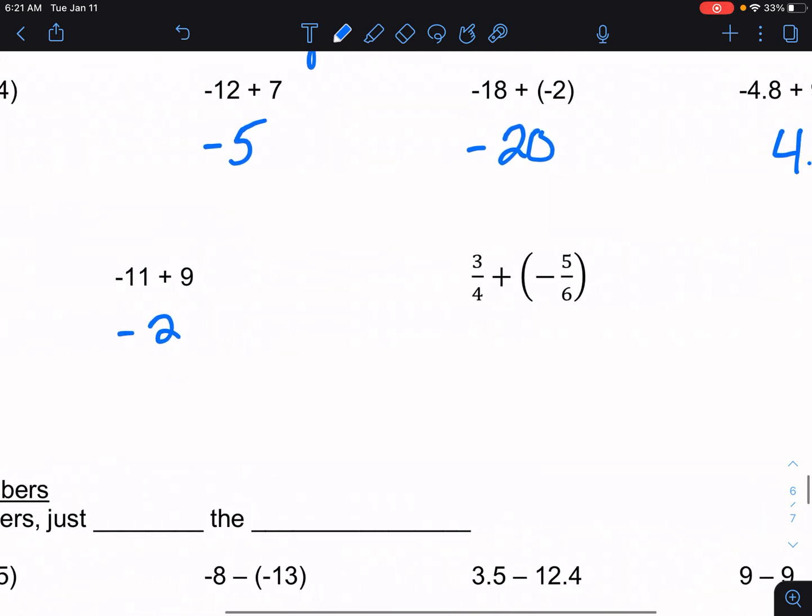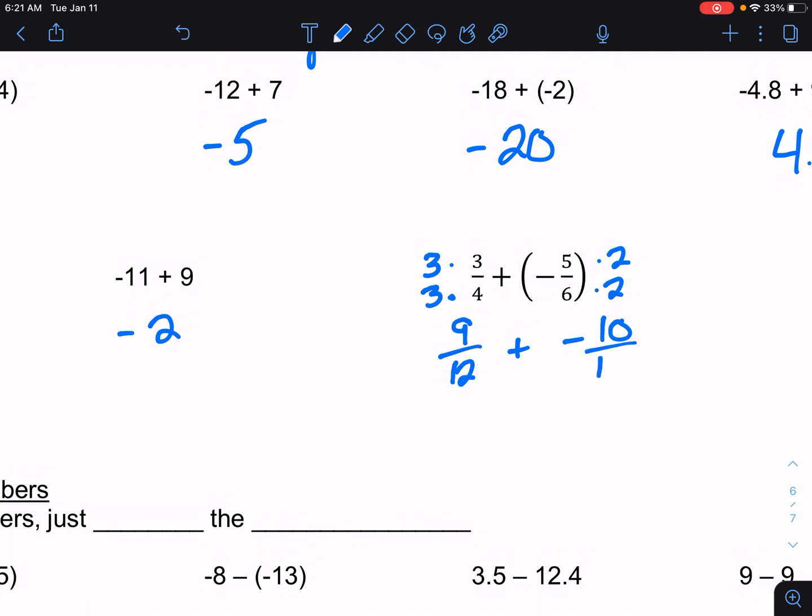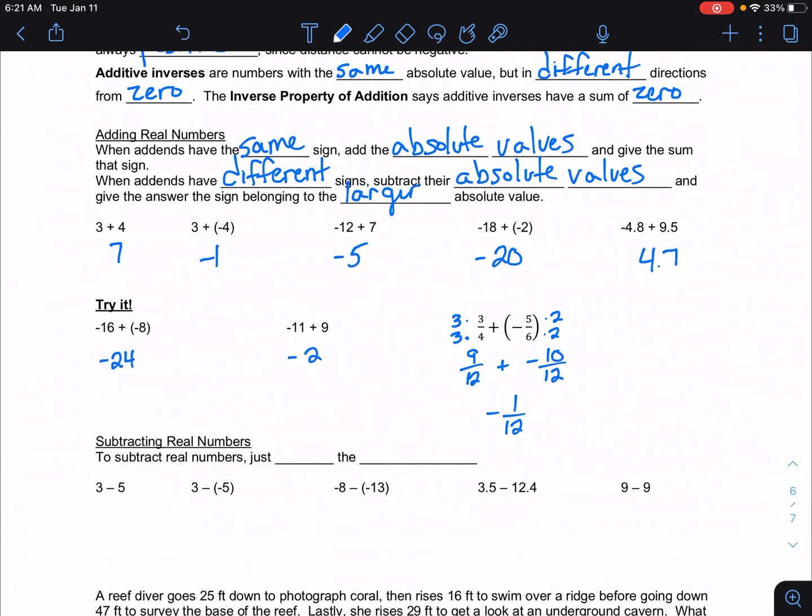And then for this last one, we've got 3 over 4 plus -5 over 6. If you're working this by hand, remember, you need to have a common denominator. 4 and 6 both go into 12, so we're going to multiply the first one by 3, the second one by 2. That's going to give us 9 over 12 plus -10 over 12. Our signs are opposite, so we're going to subtract. 10 minus 9 is 1 over 12, and then 10 is obviously larger, so our final answer needs to be negative.